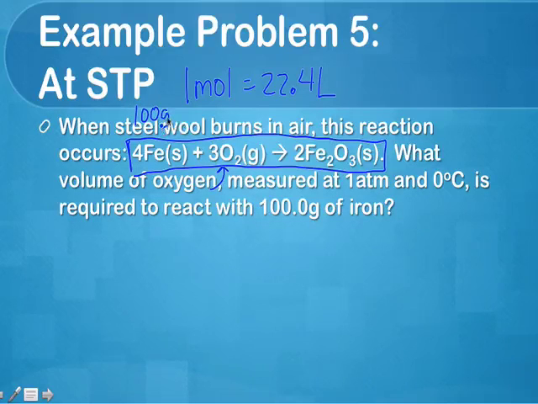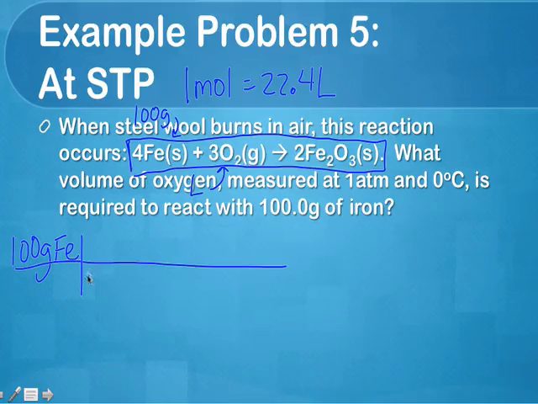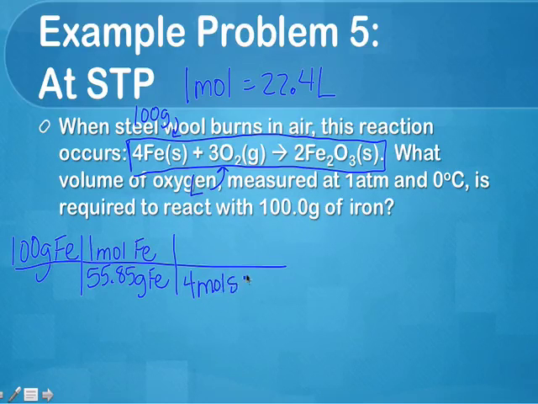So I'm starting with 100 grams of iron right here, and I'm trying to find liters of oxygen. I'm going to start with what I'm given, and anytime I'm given grams to start with, I want to do molar mass first. Iron's molar mass on the periodic table is 55.85 grams of Fe, and that's 1 mole of Fe. Then I use the coefficients to convert from iron to oxygen. For every 4 moles of iron, there are 3 moles of oxygen to react with.